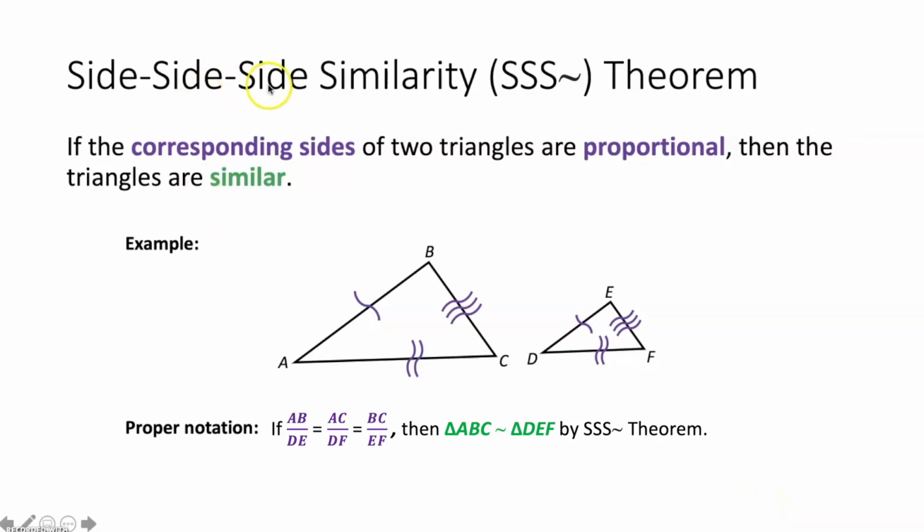Now, the side-side-side similarity theorem says if the corresponding sides of two triangles are proportional, then the triangles are similar. So this one's a little more straightforward. If you know that all three pairs of corresponding sides in two separate triangles are proportional, meaning they simplify down to the same exact similarity ratio, then you know that these two triangles must be similar by the side-side-side similarity theorem. Time to dive right into this example.